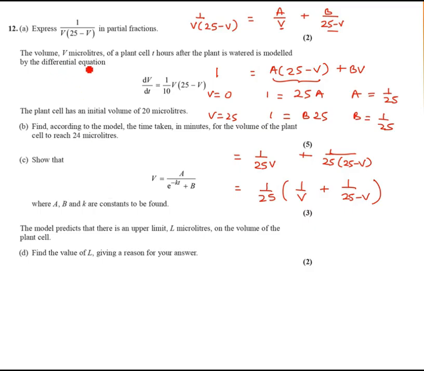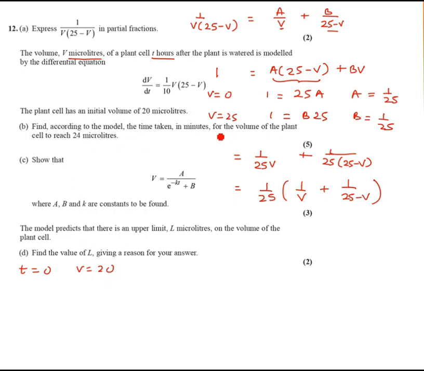Now the volume v microliters, so the unit of v is microliters here, of a plant cell t hours, so t is in hours. It's very important to read the units carefully when we are doing differential equation related questions like this one. So t hours after the plant is watered is modeled by the differential equation dv over dt equals this. So the plant cell has an initial volume of, so when t is 0, so this is for part B, when t is 0, v is 20 microliters.